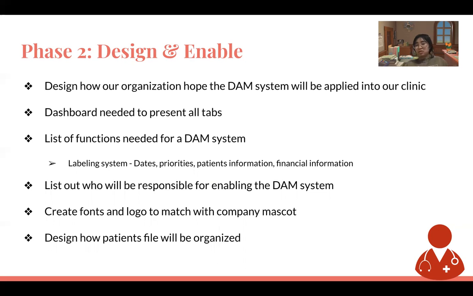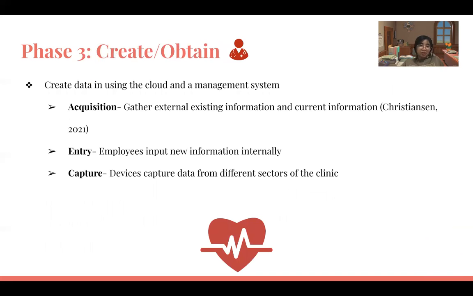And then we'll list out who will be responsible for enabling the DAM system. Like phase 1, that's when we talk about who will be in charge. Most likely this will be someone in IT or management. And in design, of course, there will be fonts and a logo, easy on the eyes and easy for us to navigate. And then we design how to file the patients and how to organize it, because that's literally the main thing here: we know where our patients belong, and that we can easily search it up anytime. Phase 3, create and obtain.